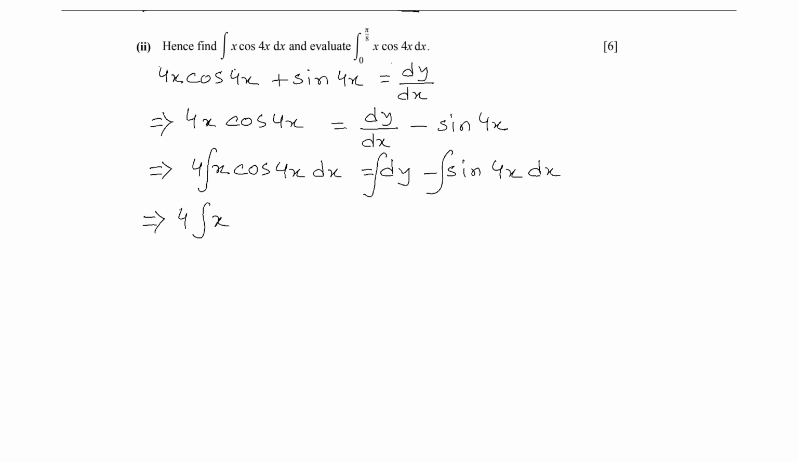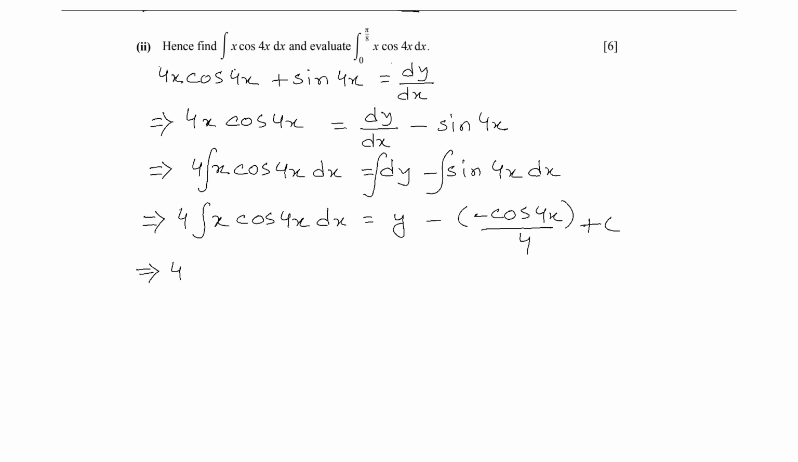So let's write 4 integration x cos 4x dx is equal to the integration of dy, which is y, so let's write y minus integration of sine, which is minus cos. But here the coefficient of x is 4, so it will be minus cos 4x divided by the coefficient of x, which is 4 here, plus the constant c.